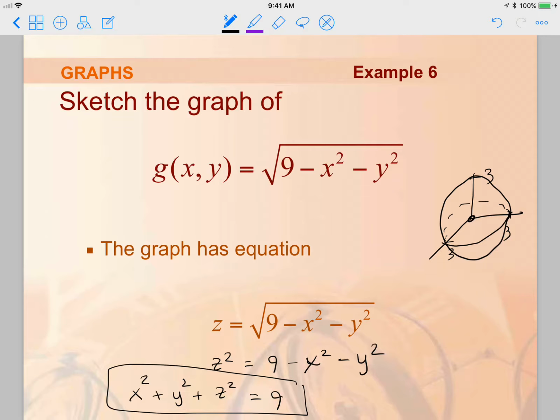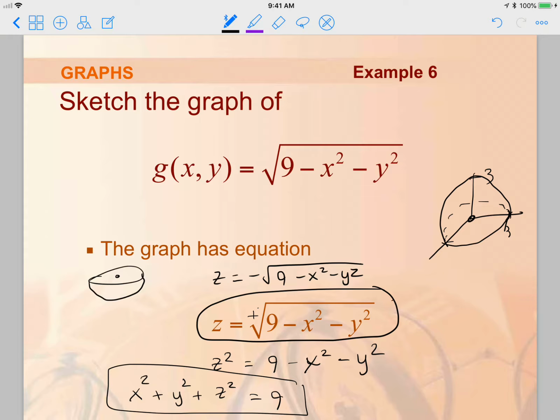Okay. Now the only modification we need to make is the following. We used z equals plus square root, so we just need the top half of the sphere, right? So if, for instance, we had z equals negative square root of 9 minus x squared minus y squared, then we would just be using the bottom half of that sphere. But since we're doing the plus, we'll have just the top hemisphere. So that's a crappy looking hemisphere, but hopefully you get the idea.